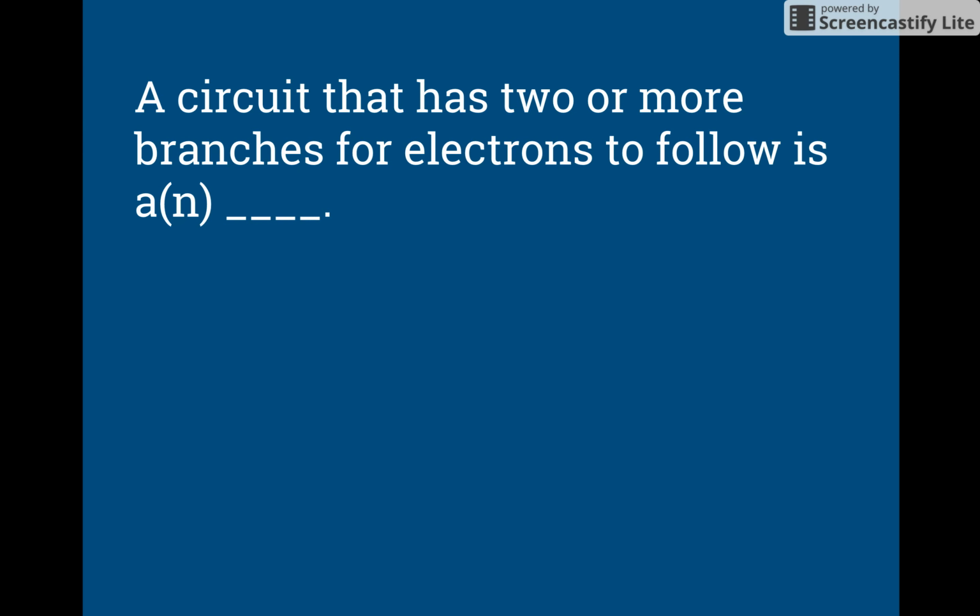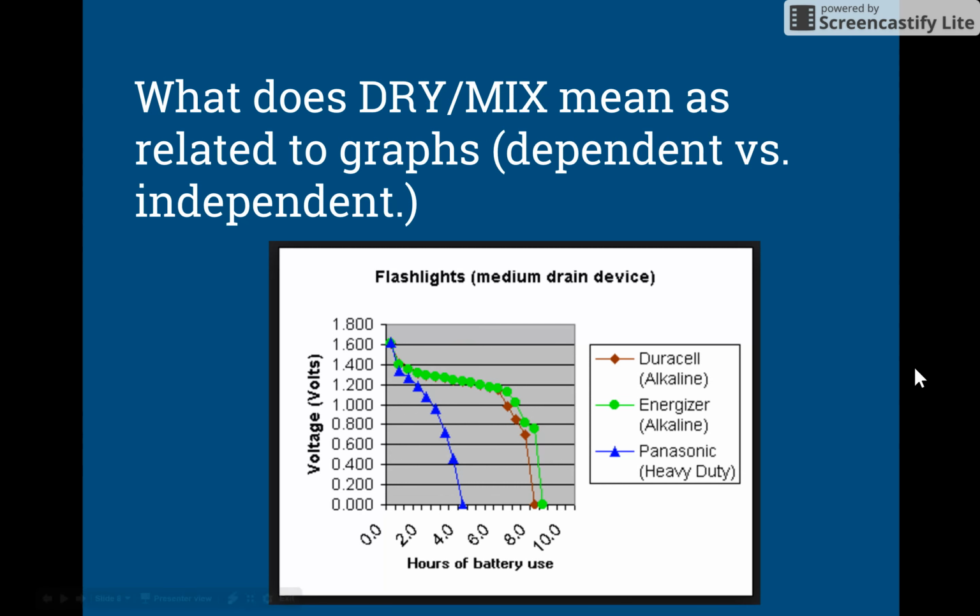A circuit that has more than one branches for electrons to flow is a parallel circuit. Look at the word branches, and it has two or more. I think I said more than one. So it's two or more branches. That tells you it's parallel. You need to know what dry mix means. Dry mix stands for dependent, responding, and y-axis.